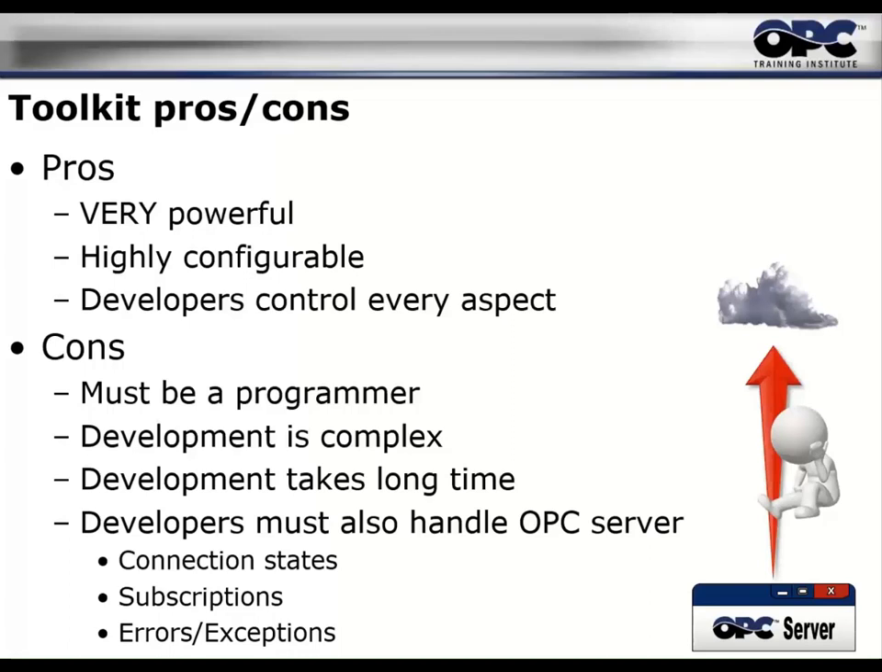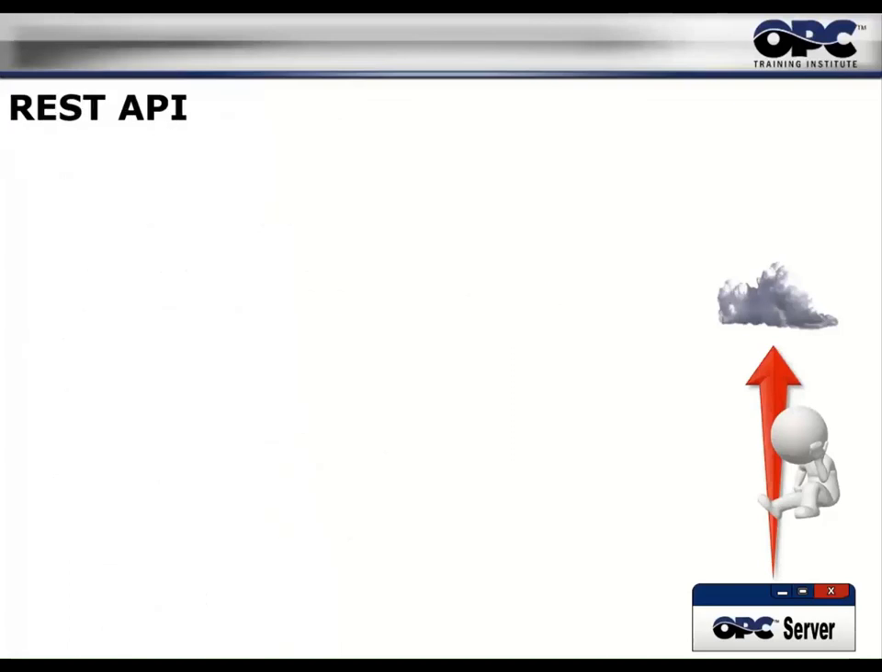So for example, when you're connected, everything is fine. When you're disconnected, the server goes away. You have to recognize the connection went away. You have to handle the subscriptions yourself. You have to unsubscribe. When you connect again, you have to resubscribe and re-enable the items. You have to handle all the errors and the exceptions that are coming to you. So you have to handle all the OPC server connections on your own as a developer. So there's quite a bit of work.